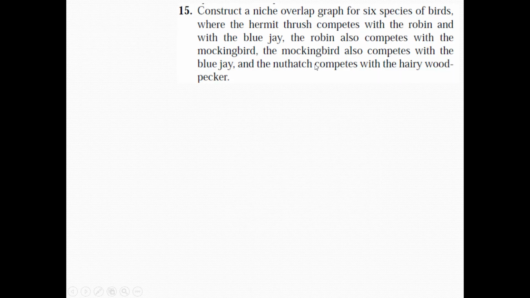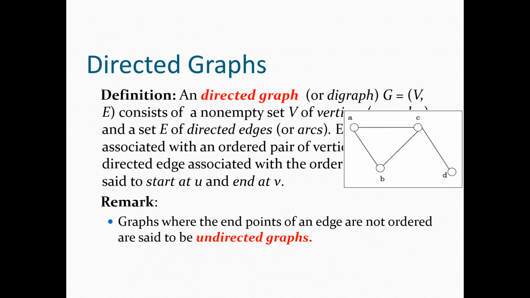Okay, next, question number 15 of the book. Construct a niche overlap graph for 6 species of birds where the hermit thrush competes with the robin and with the blue jay, and the robin also competes with the mockingbird, and the mockingbird also competes with the blue jay, and the nuthatch competes with the hairy woodpecker. Okay, so first of all, what is the niche overlap graph? Do you remember what the niche overlap graph is? So let me recall this first. Okay, niche overlap graph.